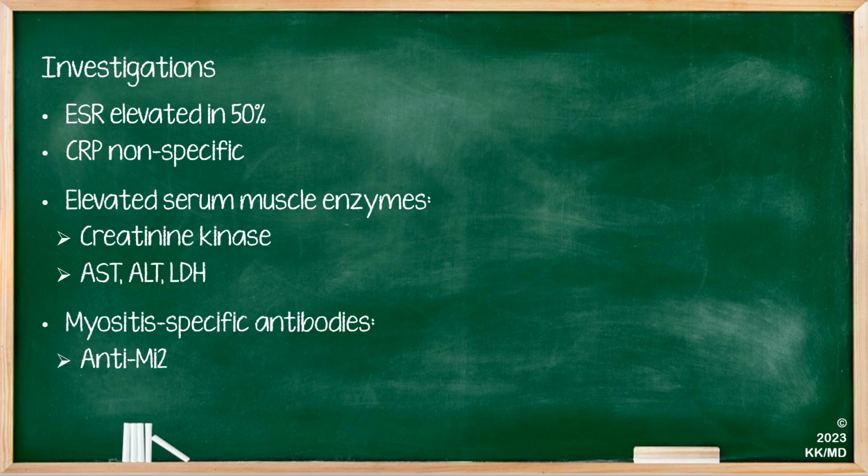The specific myositis antibody for dermatomyositis is anti-Mi-2. There are plenty of other antibodies associated with dermatomyositis, but really for the purposes of MRCP, that's the most common one that they're likely to ask you about.